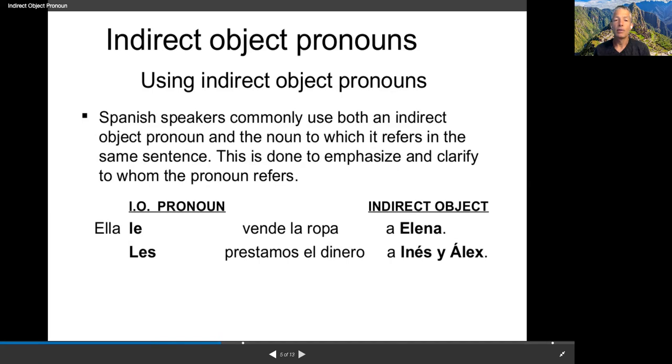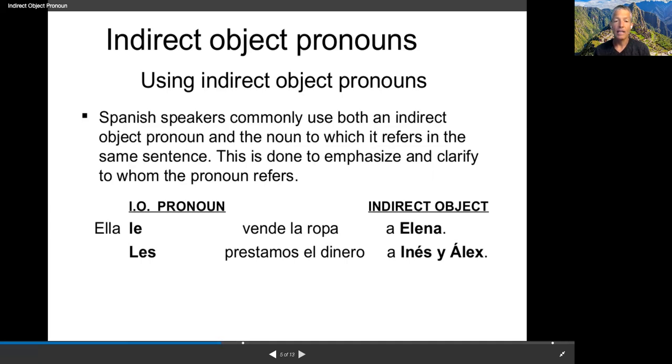Using an indirect object pronoun. Spanish speakers commonly use both an indirect object pronoun and the noun to which it refers in the same sentence. The reason why they do this is to clarify to whom this pronoun refers. So if we say le, we typically will say who that le is to make it clear, because le can mean to him, it can mean to her, it can mean to you. So to clarify it, we tend to use their name.